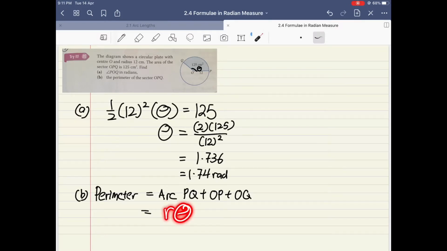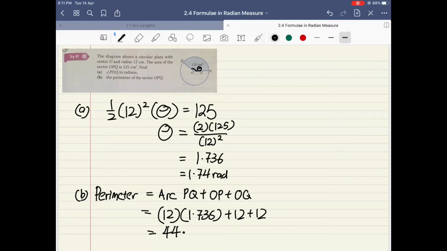So the arc PQ is equal to r times theta. If you remember from the very first part, when the angle is in radians, you can use r theta. In this case, the radius is 12. The theta we found from above down here. So what we have is 1.736, use the truncated value, plus 12 plus 12. So if you work all that out, give your final answer.